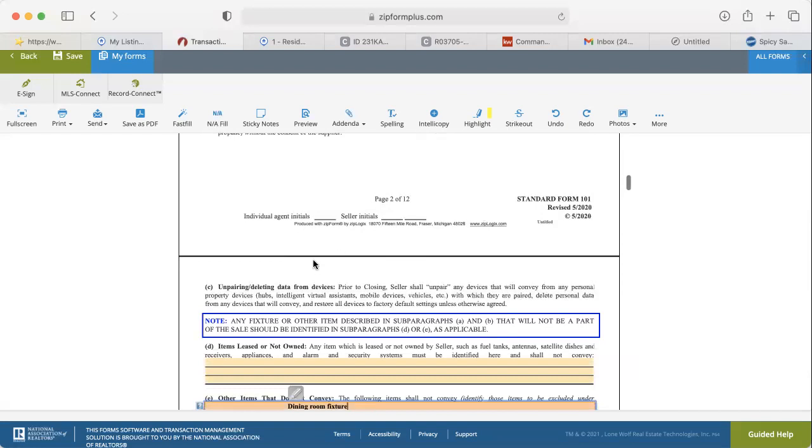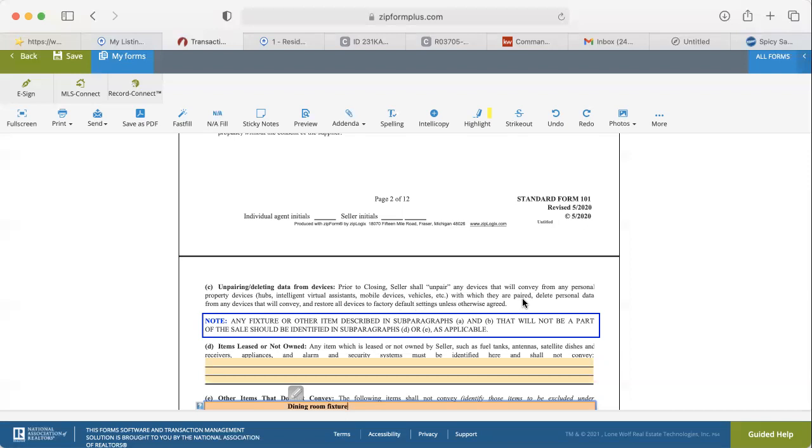So what it also says under C is unpairing or deleting data from devices. So prior to closing, the seller shall unpair any devices that will convey from any personal property devices, hubs and intelligent virtual assistants, mobile devices, vehicles, etc., with which they are paired. Delete personal data from any devices that will convey, and restore all devices to factory default settings unless otherwise agreed.